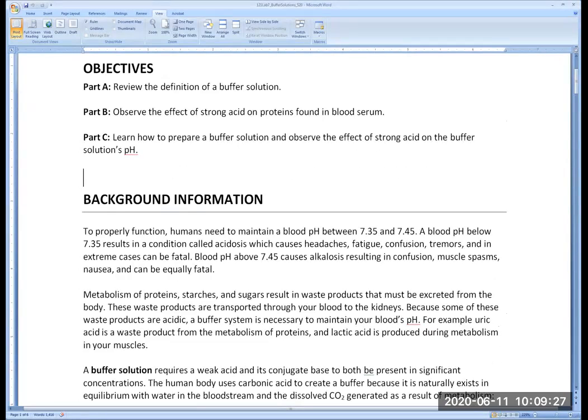human body. To function properly, humans need to have a blood pH maintained between 7.35 and 7.45. A pH for the blood below 7.35 results in a condition called acidosis, and there are symptoms for that, and a pH above 7.45 is called alkalosis, and there are also big health problems ensuing, and it can even be fatal in both cases.